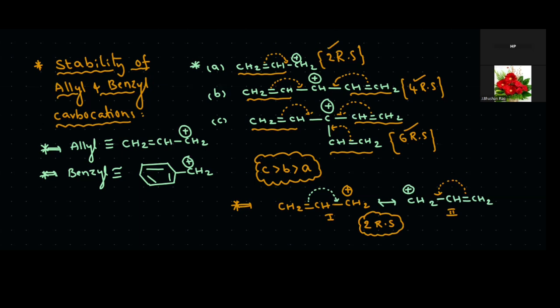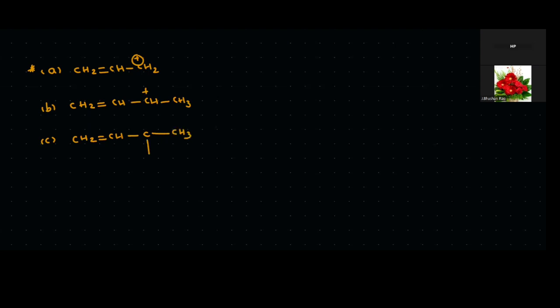Next, another example, same as like we will discuss. First one, same like another compound also. CH2=CH-CH2+, allyl carbocation. Next, compound B. So in this compound B, CH2=CH-CH+-CH3. So this is another compound. Next, third one, CH2=CH-C+(CH3)-CH3, here plus.